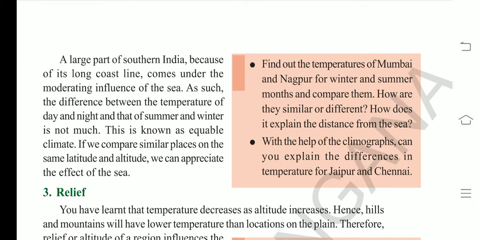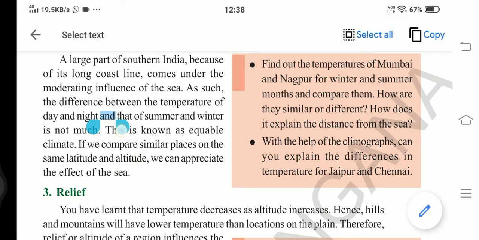So here it is there. See, throughout the year, day and night, I am highlighting the point by selecting the temperature differences. Dear students, look at this one. What do you see? There are temperature differences in the day and night, and that of summer and winter are not so much variation. That is called equable climate. So there is equable climate in Chennai, as it is near to the coastal area.